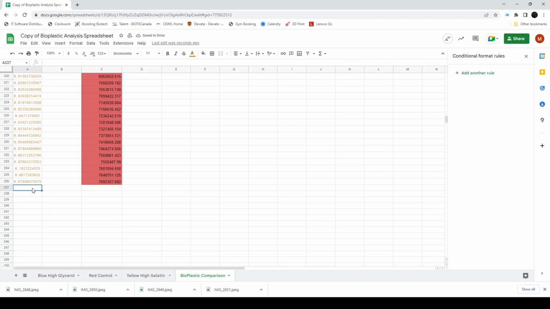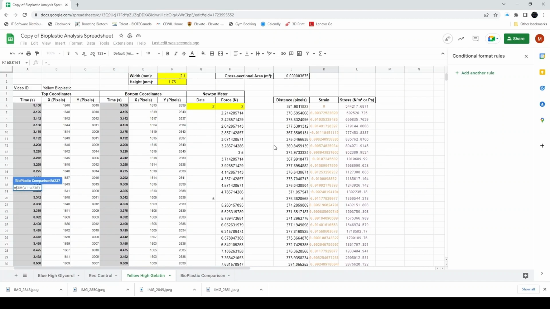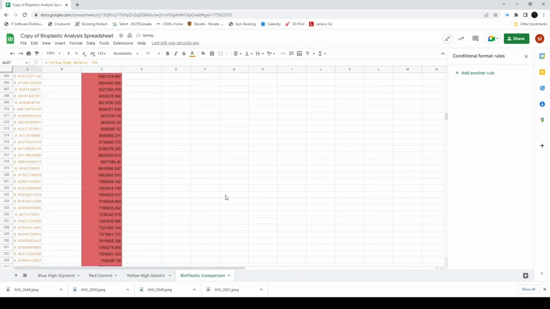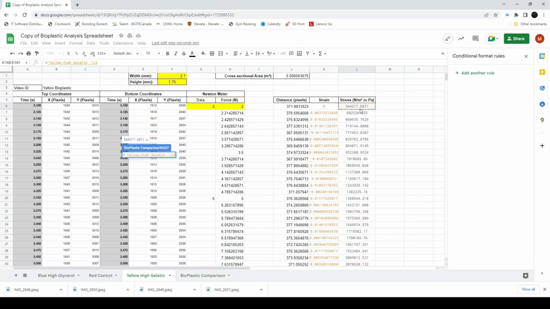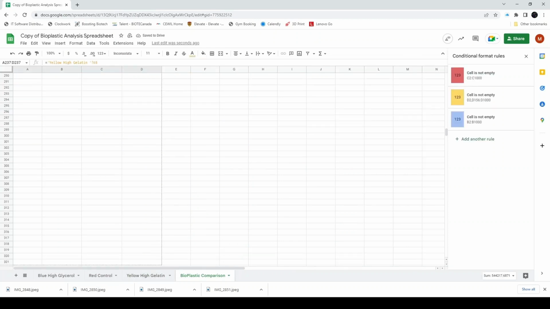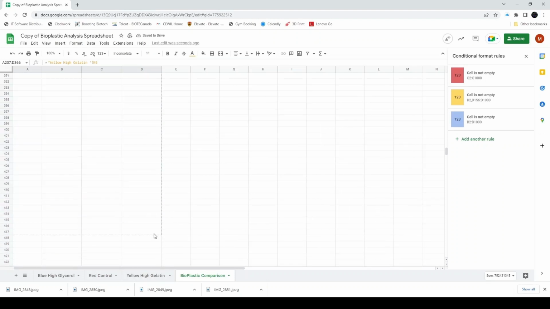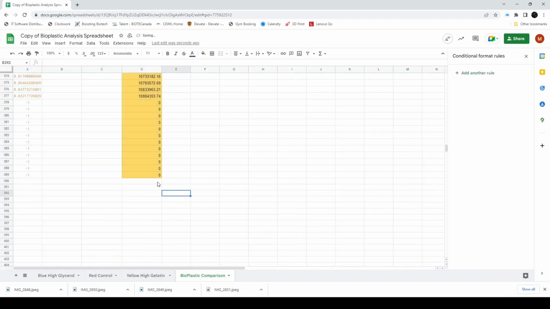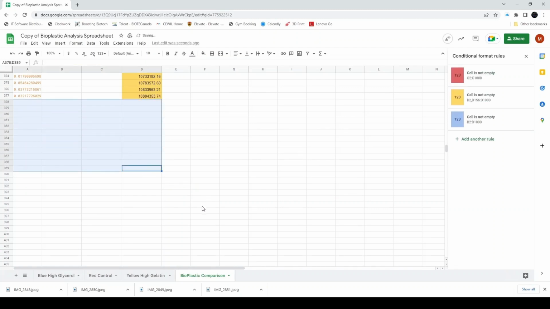And then we have the yellow left. So let's just do equals, go to the yellow tab, and then do equals strain, and then same for the stress of the yellow plastic. And just drag down until you have no more data left. Delete the zeros, and we are done.